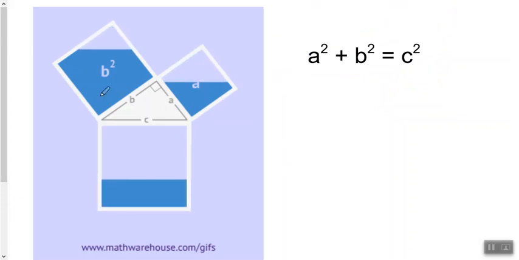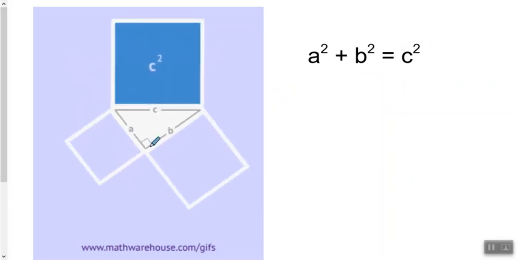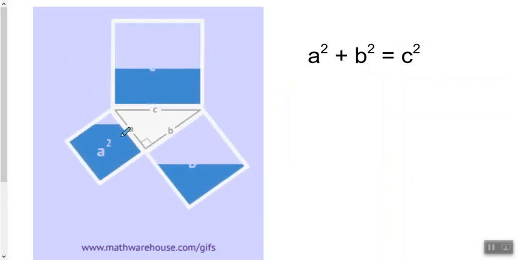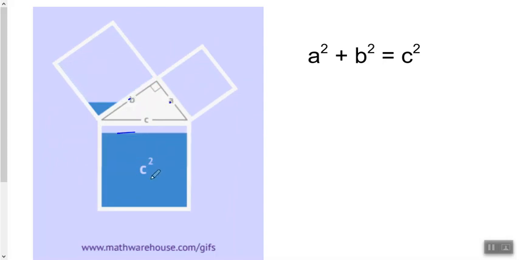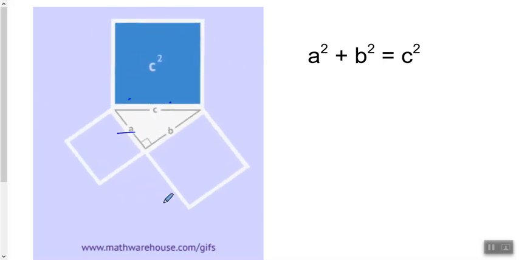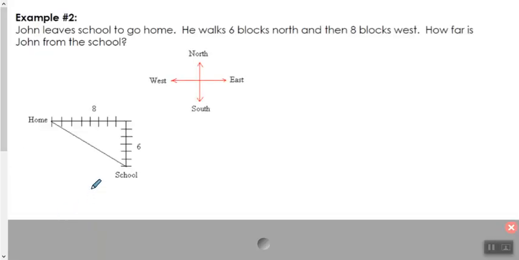So taking a look, the area of B and the area of A add together to give us the area of C. Conversely, if you know the area of C, it will divide into giving you A's area and B's area, but not A and B themselves. Okay. So C squared equals A squared plus B squared, or A squared plus B squared equals C squared.